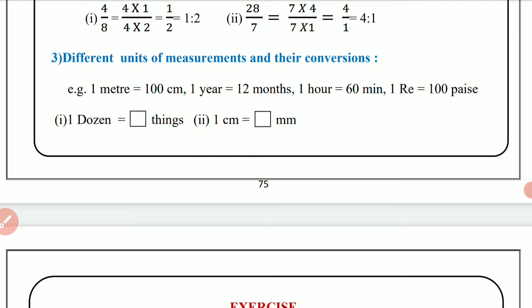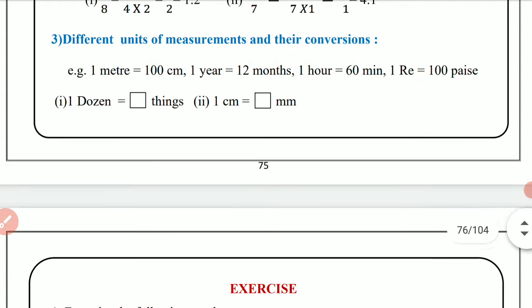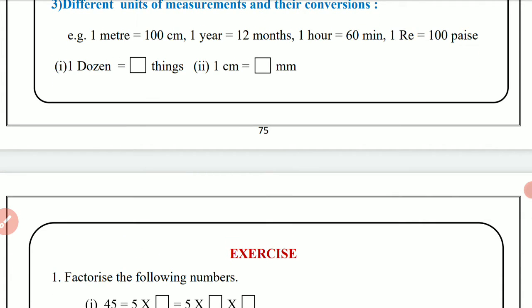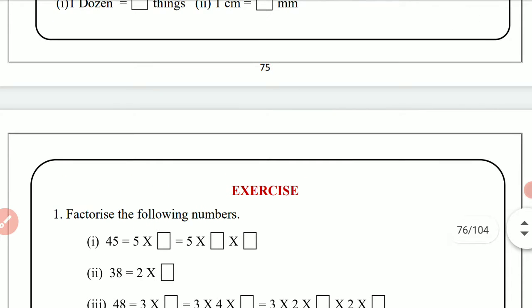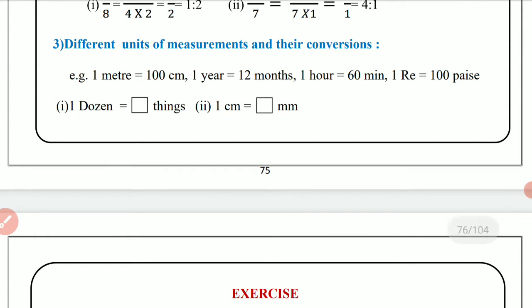Similarly, some conversions are for you. 1 dozen is equal to how many things? Absolutely correct answer. It is 12 things. 1 centimeter is equal to how many millimeters? That is 10 millimeters. We can easily write the conversions.